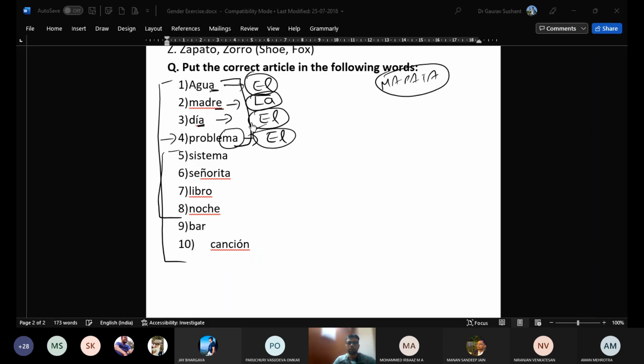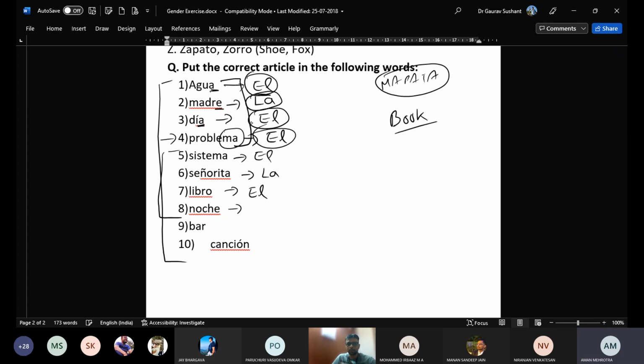Aman Mehrotra, can you try? Yes, sir. El Sistema. Very good. La Señorita. Very good. La Libro. No, it is not an exception. Okay, sir, El Libro. What does Libro mean? Libro is book, and this is not an exception. It was just put there to confuse you people. So just remember always that Libro is masculine and it is El Libro.